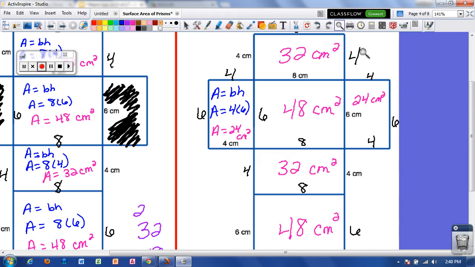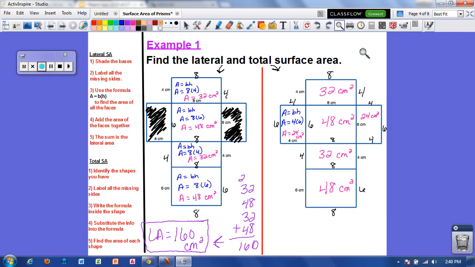So now what I want to do is I just want to add everything together. So I have 32 plus 48 plus 32 plus 48 plus 24 plus 24. Now, some of you may be thinking, why can't I just add 24 and 24 to the area I got here? You can definitely do that. I'm just going to go ahead and just add up each individual part though.